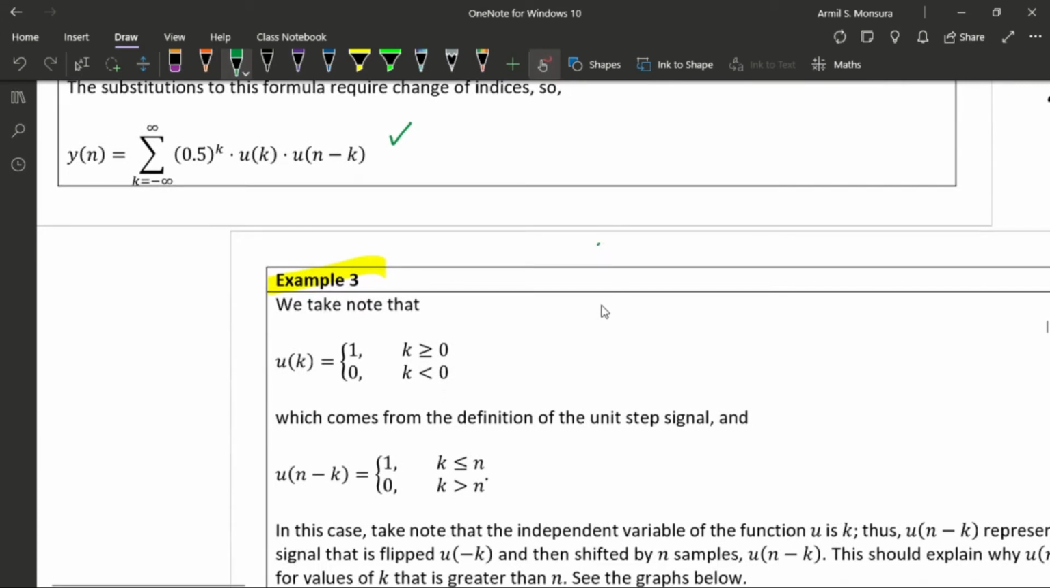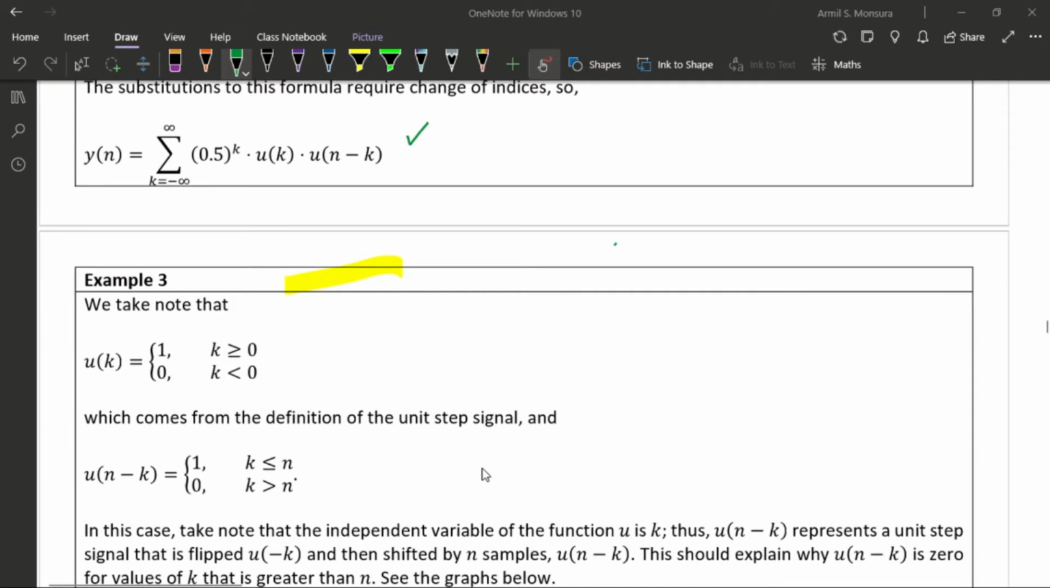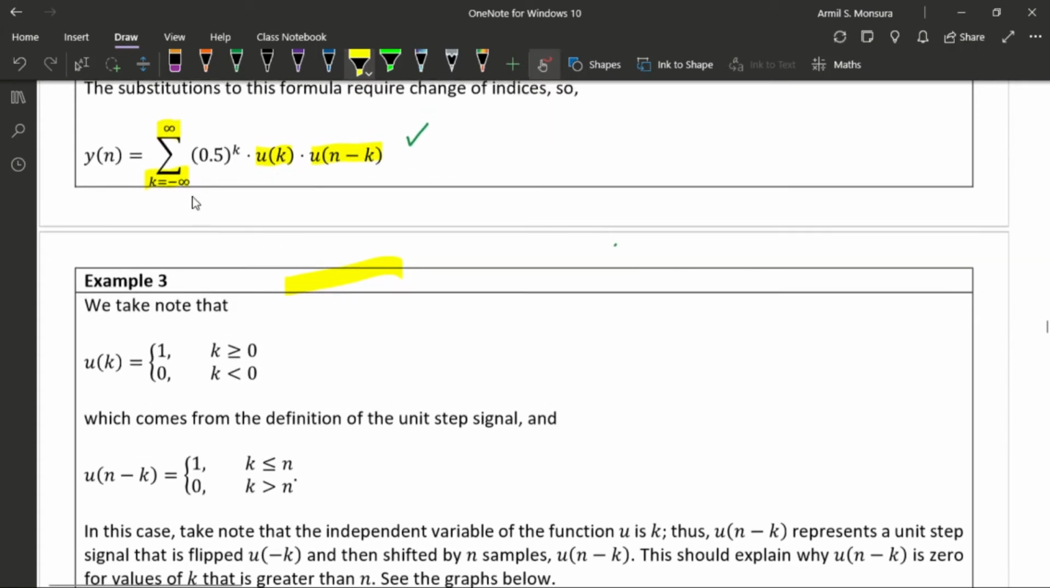Now, here's the thing. May makikita tayong dalawang step signal dito. Okay, isang u of k, tsaka isang u of n minus k. Okay? Essentially, ang gagawin ng dalawang step signal na yan, or step functions na yan, is papalitan niya itong limits na to. Okay? Dahil yan sa mga definitions niya. Okay, so paano nito papalitan yung mga limits?